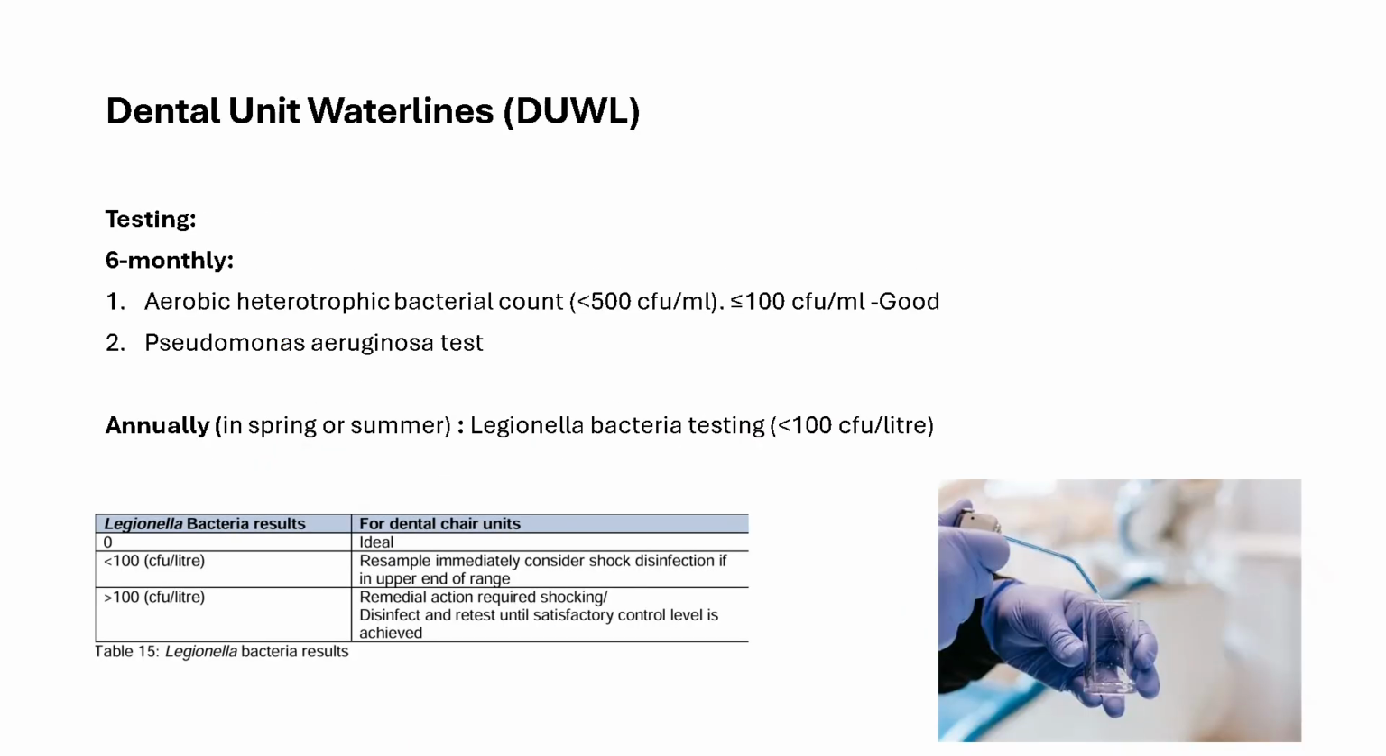Testing the water is very important to make sure the water is safe. So every 6 months, an aerobic heterotrophic bacterial count should be done. So the aim is for the bacterial count to be less than 100 colony-forming units per mil. And a Pseudomonas aeruginosa test should be done also 6 monthly. And annually, a Legionella bacteria testing should be done. And the same, the amount of bacteria should be less than 100 colony-forming units per liter.